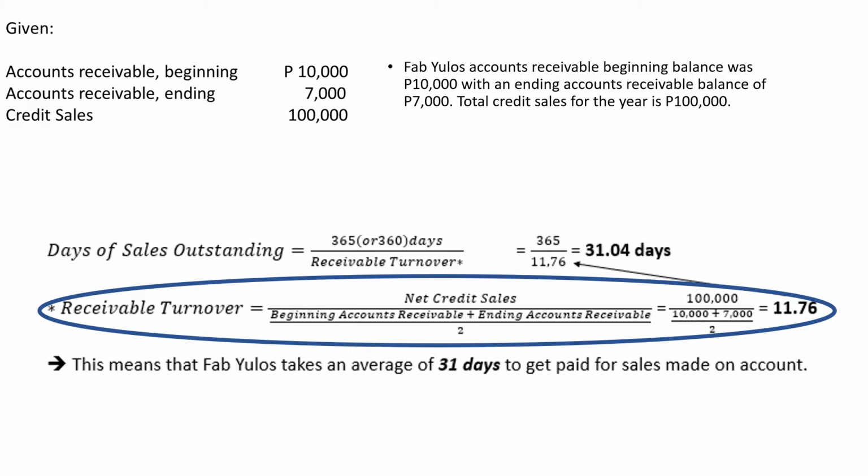And 11.76 is the receivable turnover, with which we can now compute the DSO. Days of sales outstanding is equal to 365 or 360 days over receivable turnover. So that is 365. We use the 365 here. Okay, 365 divided by 11.76 and that will be 31.04 days. This means that Fabulous takes an average of 31 days to get paid for sales made on account.